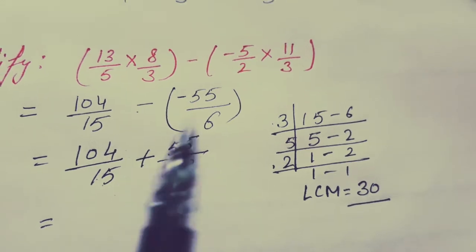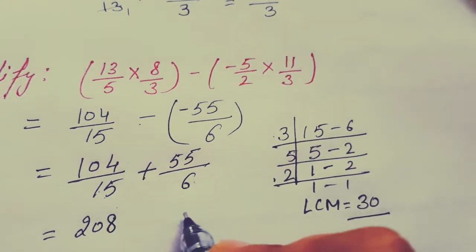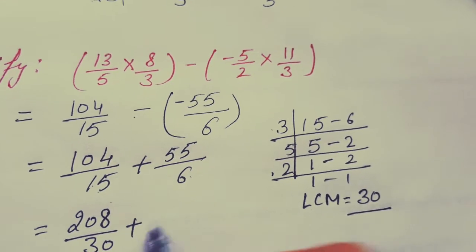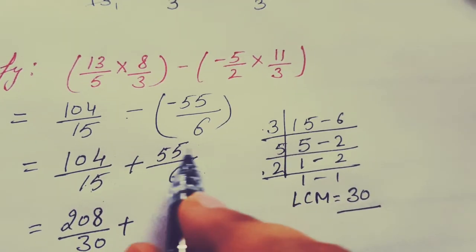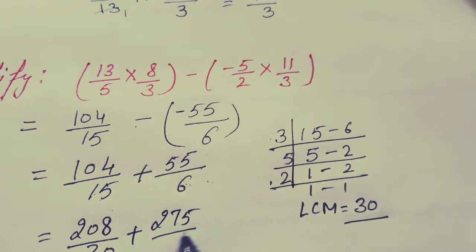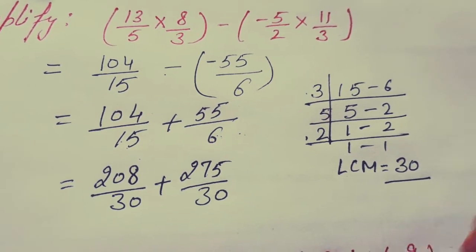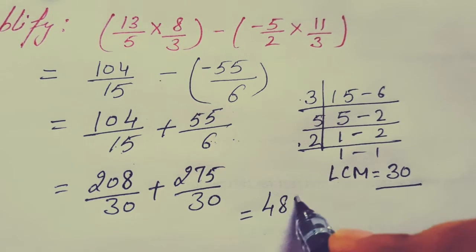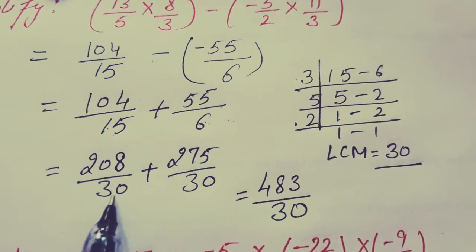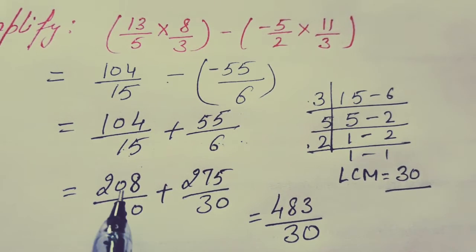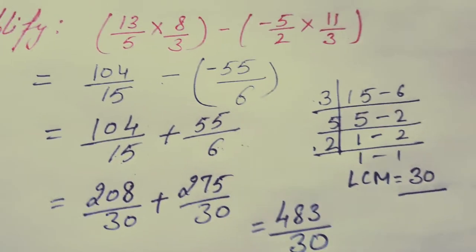So we will multiply numerator and denominator with 2. So it will become 208 divided by 30 plus here 6 5s are 30. So we will multiply numerator and denominator by 5. So 55 5s are 275 by 30. Now these are like fractions, so we can add the numerators. So it will come out to be 483 by 30. We will not add the denominators because these are rational numbers. So we will only add the numerators. These are like fractions now.